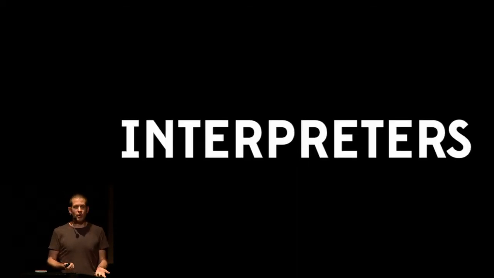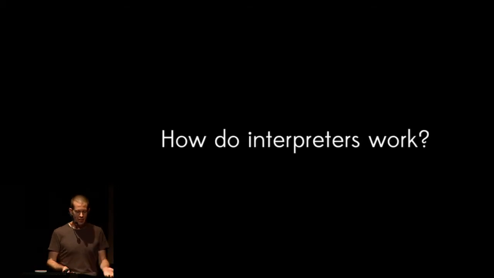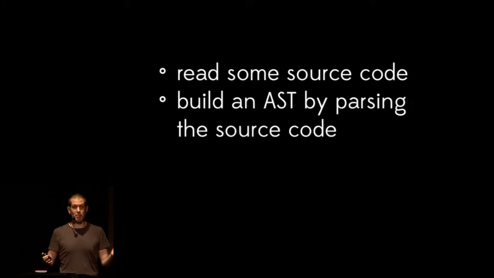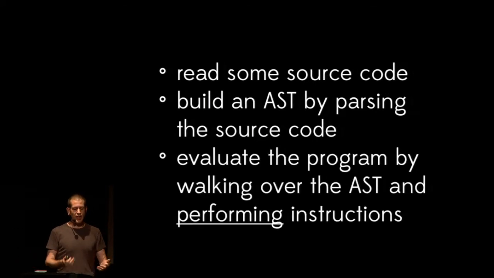So I'm going to show you a little bit about interpreters and just have a look at how interpreters work. They're pretty simple, really. First, an interpreter reads in some source code, so your program that you want to run. And then it builds an abstract syntax tree by parsing that source code into this structured representation of the program. And then it evaluates that program by recursively walking over the abstract syntax tree and performing the instructions that it finds. And this is really how all simple interpreters work. Like pre-Ruby 1.9, this is how MRI worked as well.